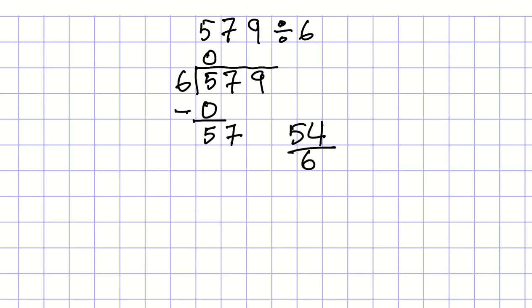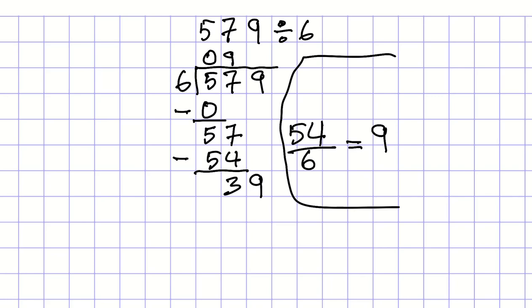The 6 can go into 54. That would be 9 times, right? So we'll write 9 here. We'll say 9 times 6 is 54, and then we'll subtract. When we subtract, we'll get 3, right? We'll get 3, then we'll bring down 9. Bring this 9 down here. So we'll repeat the process. Don't let this confuse you. We'll repeat the process again, right?